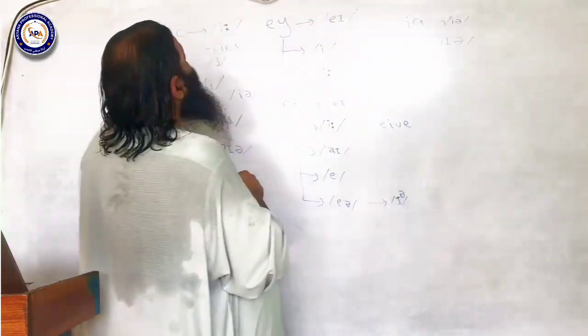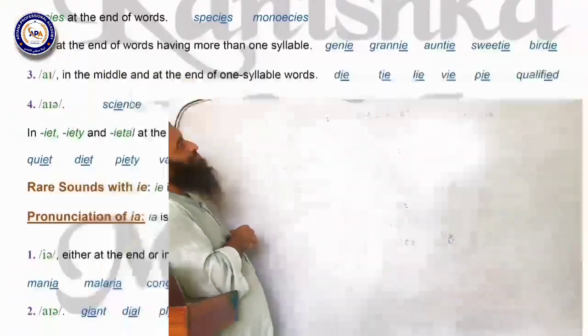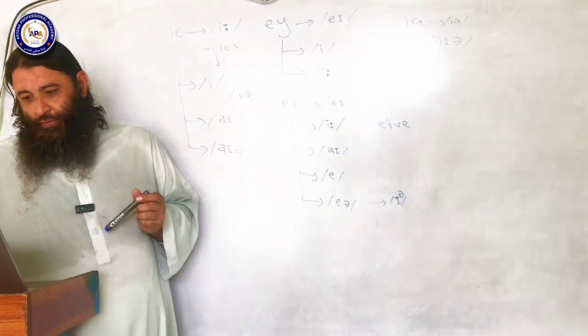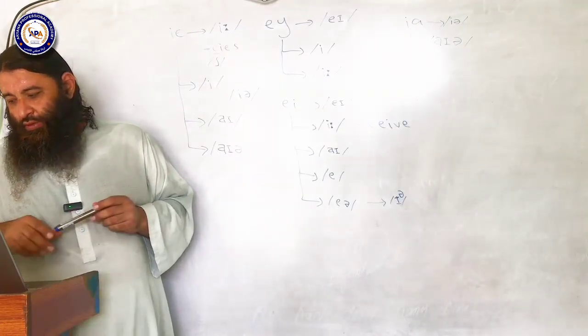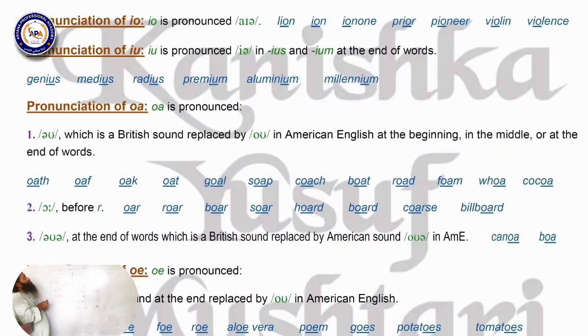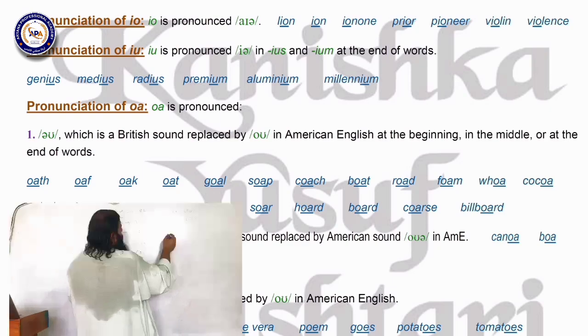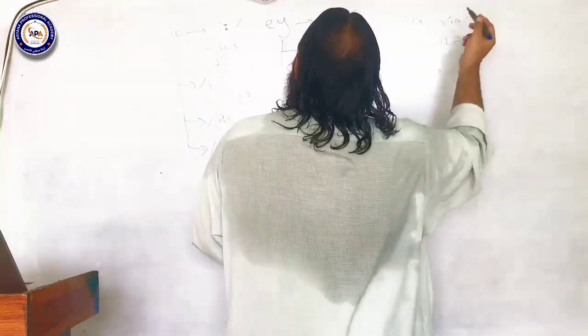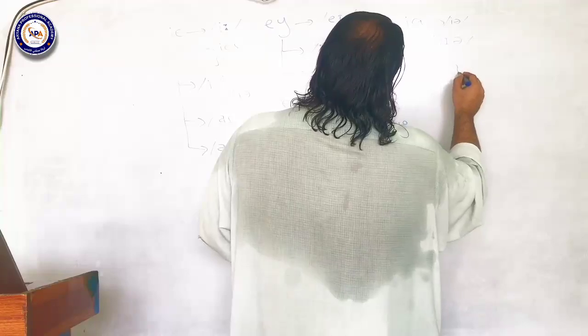Like giant, dial, pliable, denial, diagram, and diamond. And the next digraph is IO. And IO is pronounced again the same, Shiftang I.